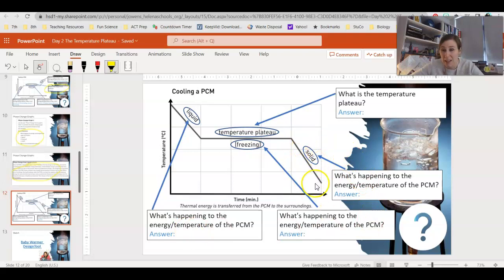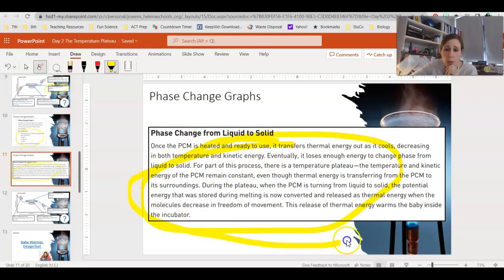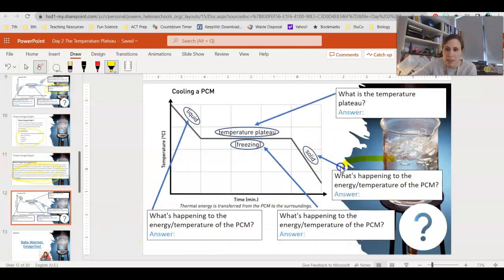Same with solid after that turns into a solid and freezes, what's happening to our energy and our temperature? What's happening in the freezing, and then what's to the energy and the kinetic energy and the temperature, and then talk about how this plays in with the temperature plateau. Again, you guys really need to read through this here where it says during the plateau. Okay, so make sure you guys understand where that stored energy is being used that we talked about on the last graph.